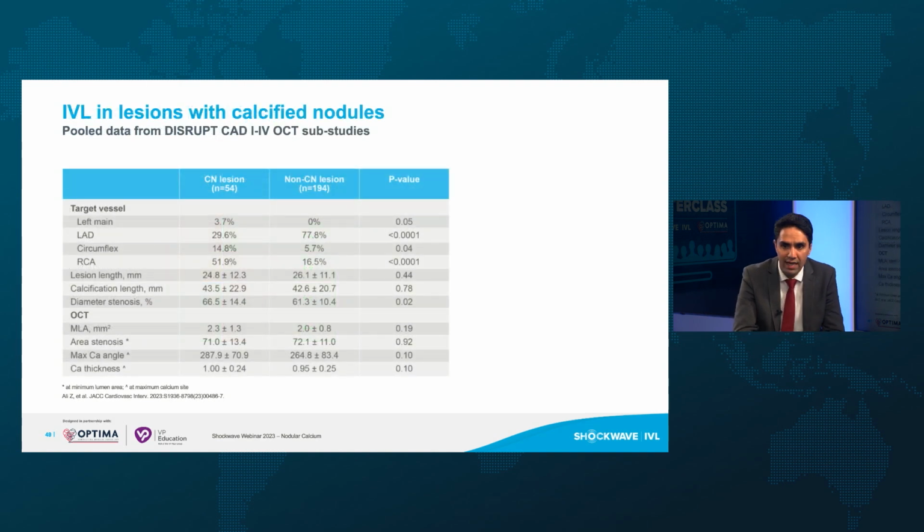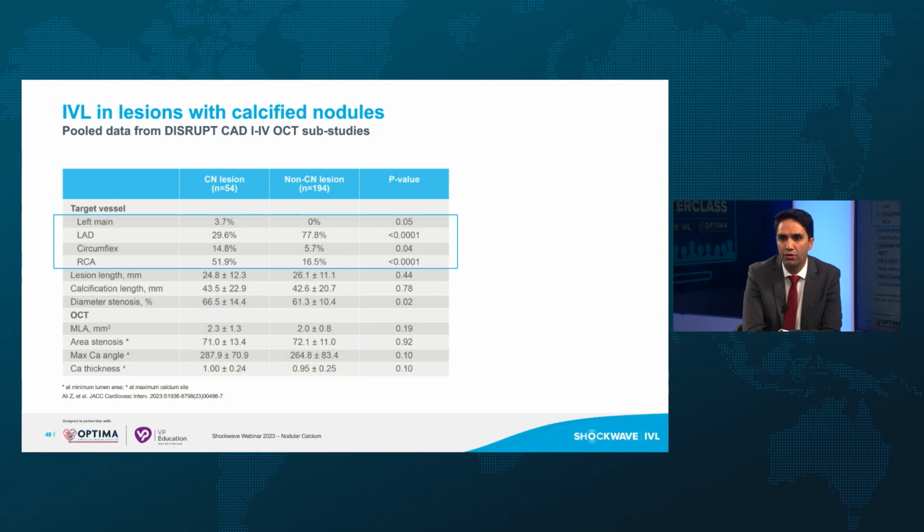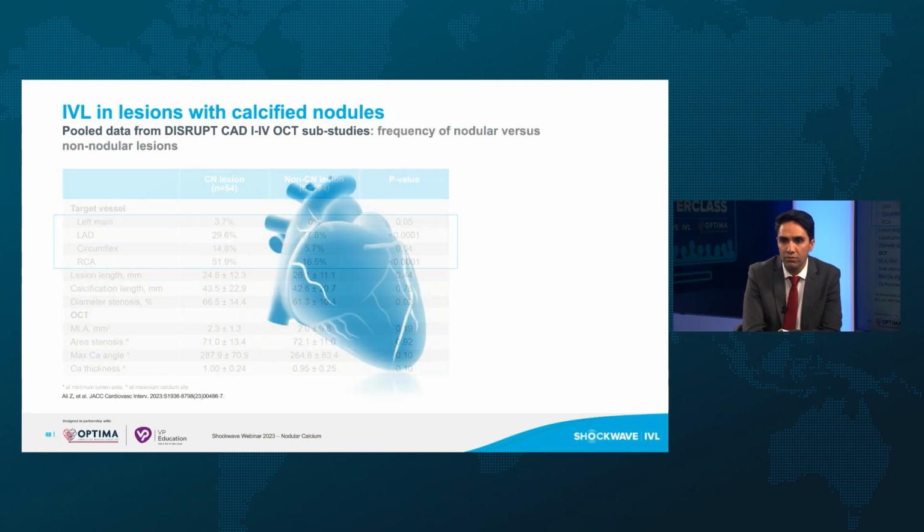Now let's jump to the data which has just been published. So this is hot off the press in JACC Interventions, our recent study which looked at the pooled data of almost 250 patients who underwent OCT guided PCI in the Disrupt CAD 1 to 4 cohorts. Of course, as we showed previously, you'll notice that the location of the calcified nodules is more prominent in the right coronary artery and LAD with a small number in the circumflex.